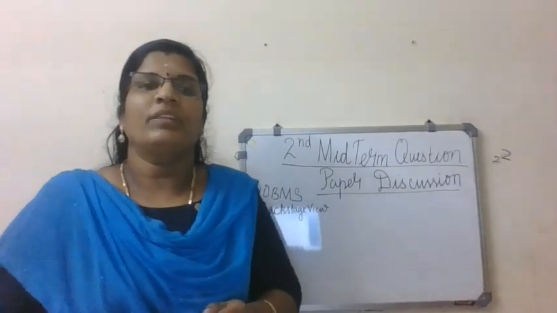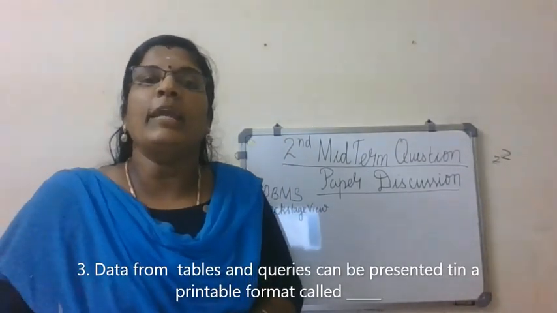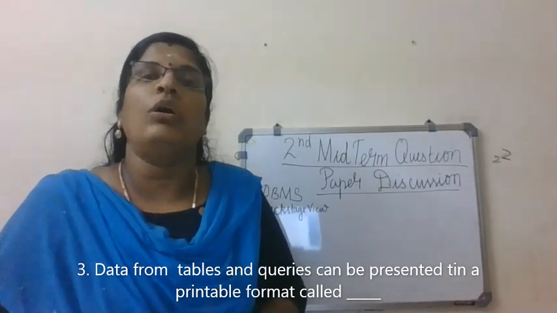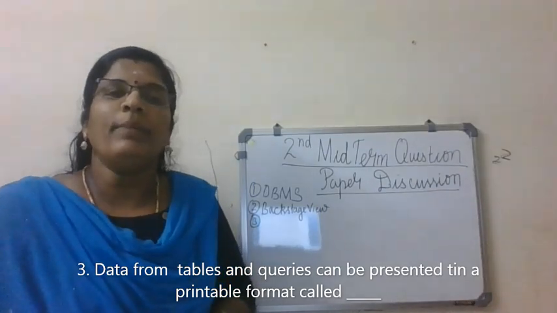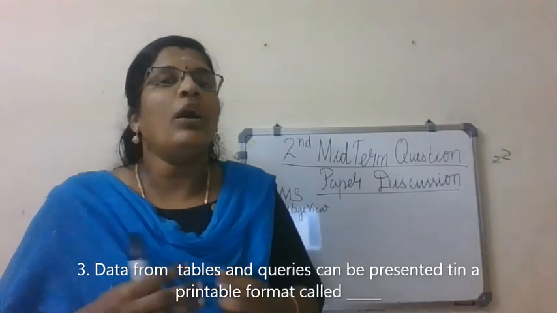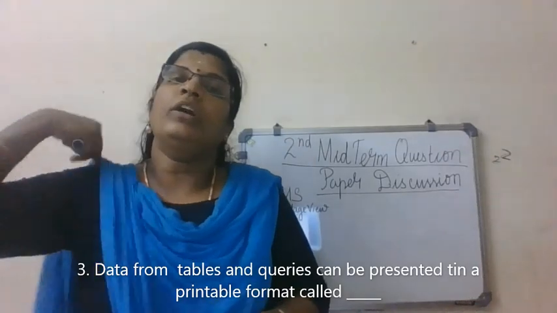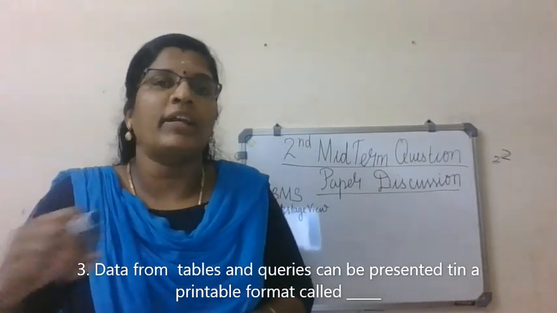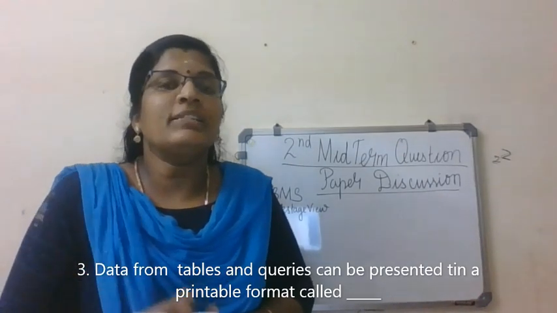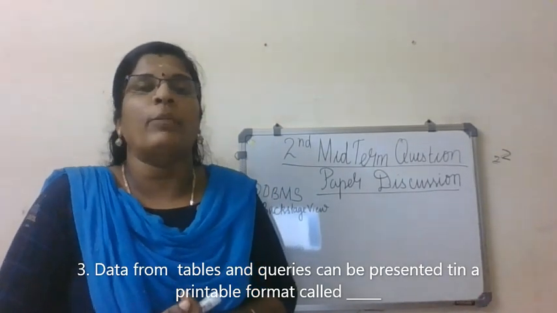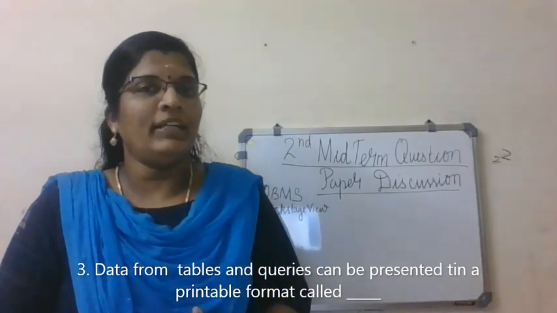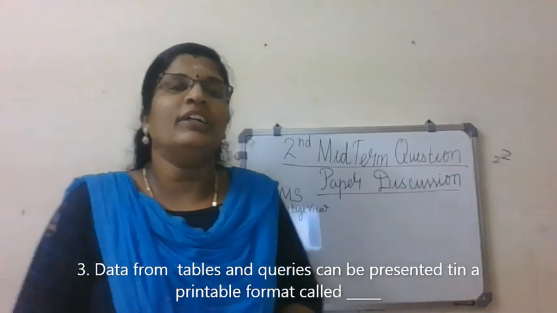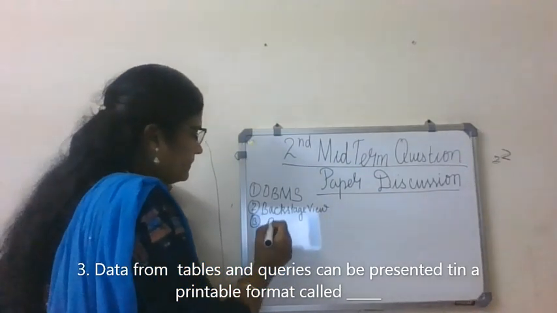Third question: data from tables and queries can be presented in a printable format called dash. You are creating a table and a query, and making many records. When we present it in a printable format, it is called reports. The answer for the third question is reports.